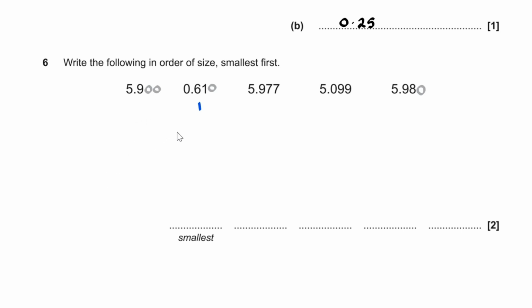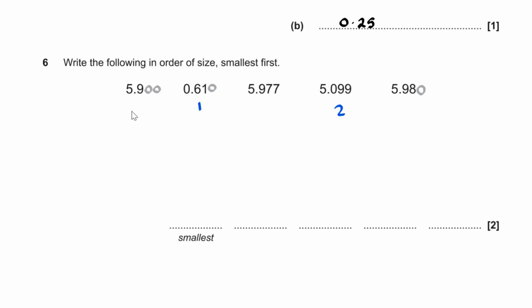And then if we compare the others, well, here the first decimal place is 9, here the first decimal place is 9, and so the first decimal place here is also 9. So the next smallest one is this, because the next decimal place starts with 0. And then if we compare the other ones, well, the first decimal place starts with 9.